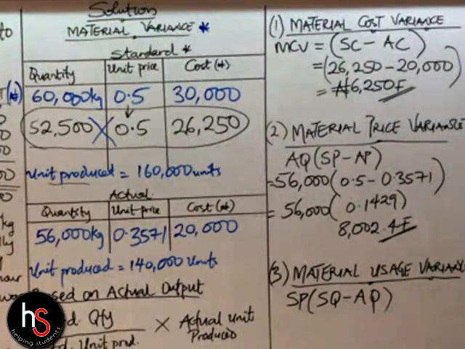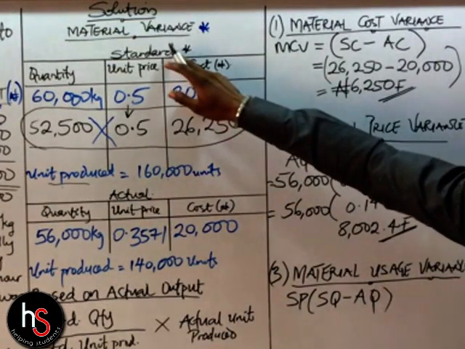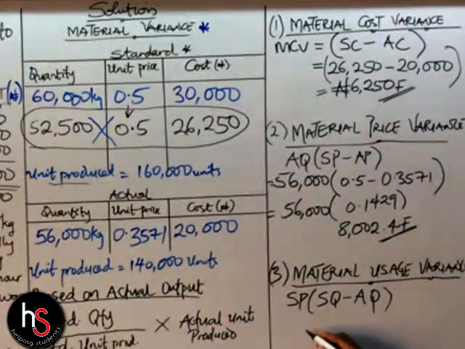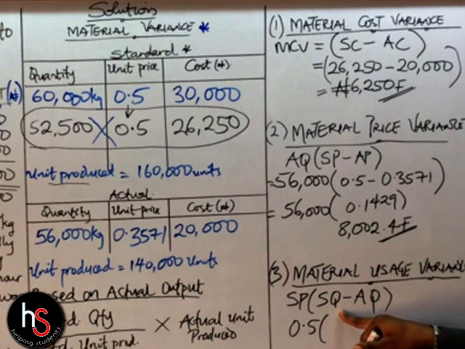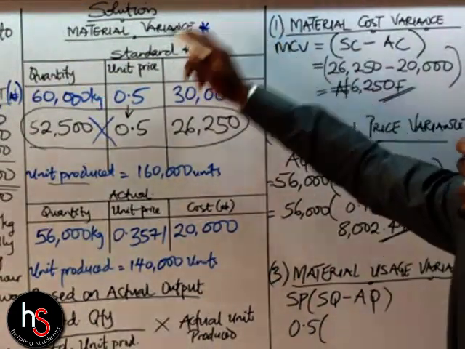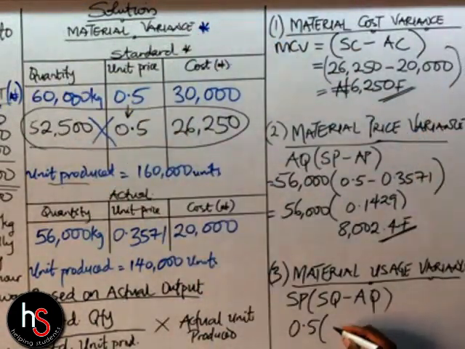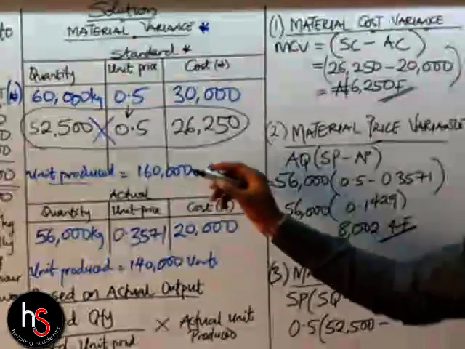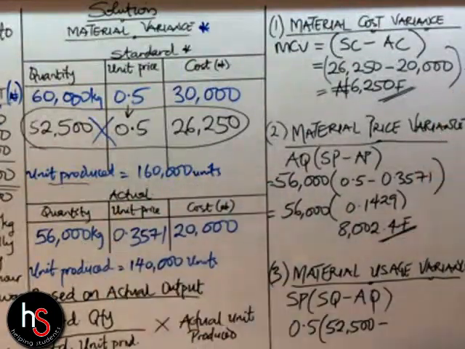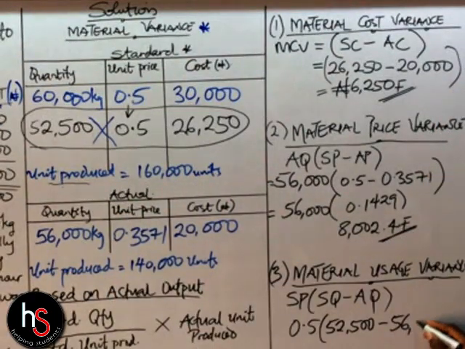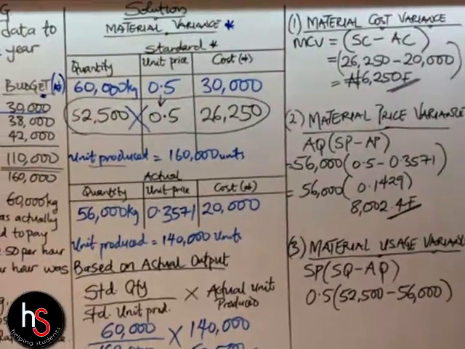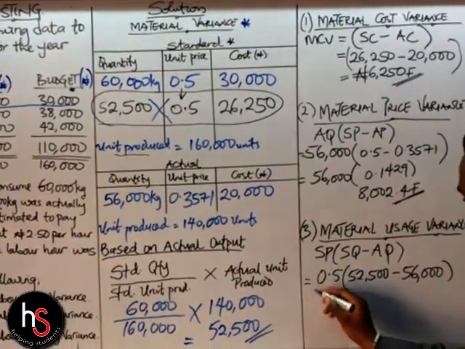So what is our standard price? The standard price, this is standard, and the price is what? 0.5. So we have 0.5. Then the standard quantity. And our standard quantity is what? 52,500. Subtract from what? The actual quantity. And the actual quantity is what? 56,000. Okay? So, we have what?